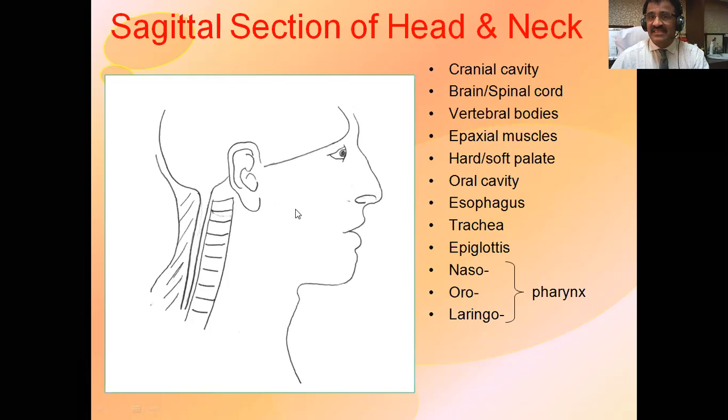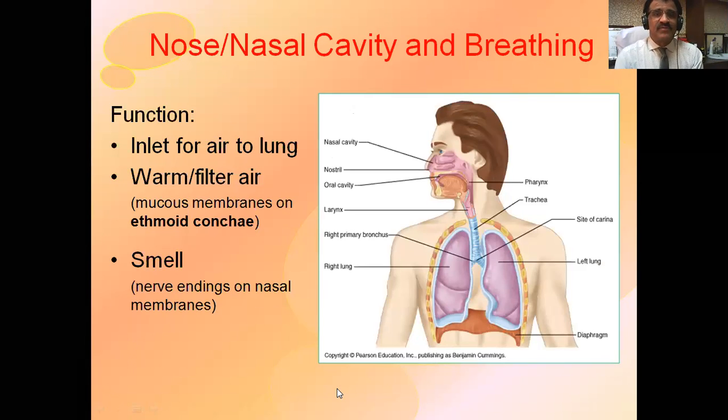And the pharynx is a long channel from the nose and mouth to the larynx. So it is the nasopharynx here, the oropharynx here, and the laryngopharynx here. We'll try to understand these structures one by one.